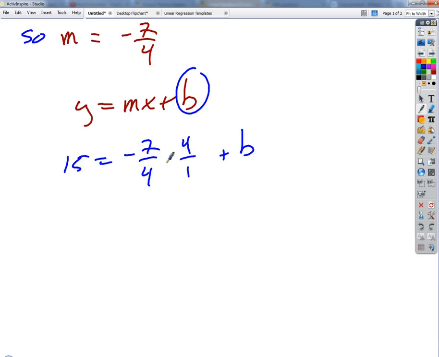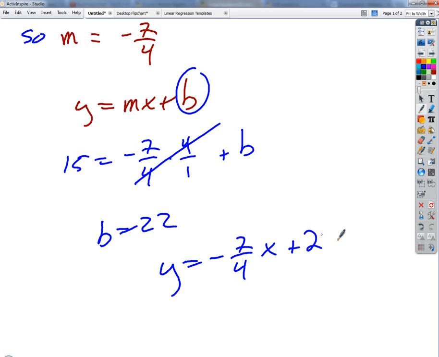And those cancel, so I just get a negative 7 there. Add 7 to both sides, so b is 22. So then my line is just y = negative 7/4 x plus 22. No biggie, right? That's it.